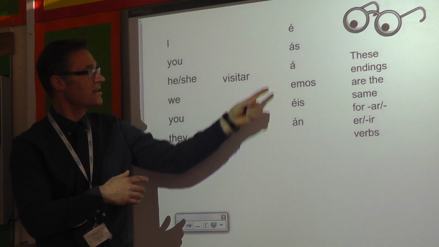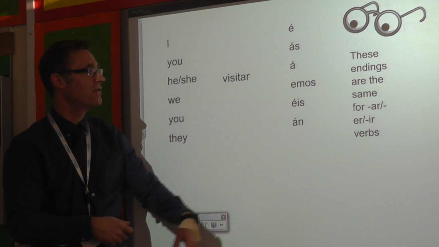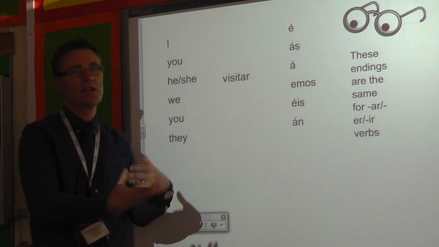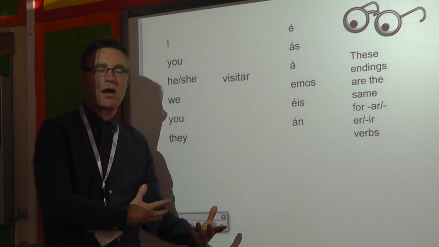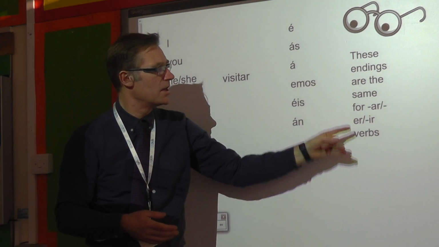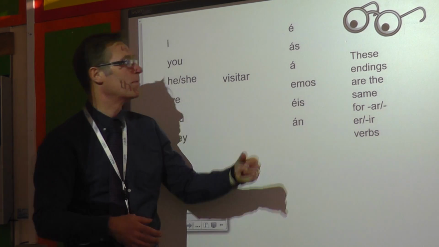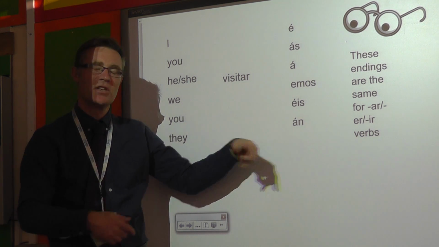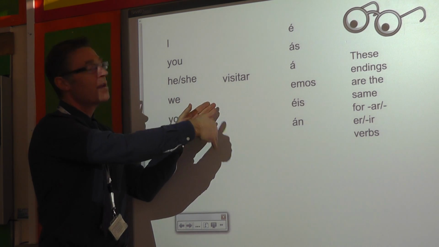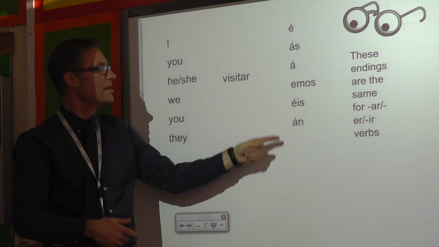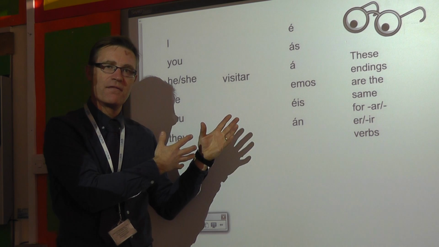Now the great thing is, these are the same endings which we add to our infinitive for AR, ER and IR verbs. So there's no distinction between AR, ER and IR verbs. Okay, so that really does make life a lot easier. So we need to remember that. It's very simple. So it's always é, ás, á, emos, éis, and án. So we can take any infinitive, as long as it's regular, and we just add these endings to our infinitive.